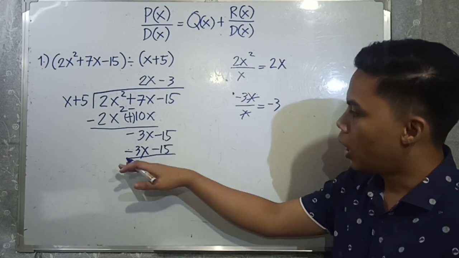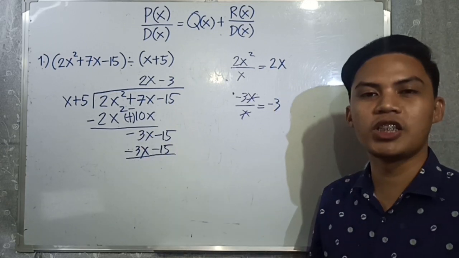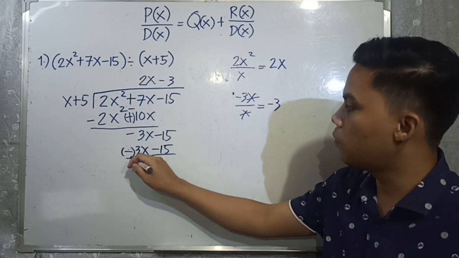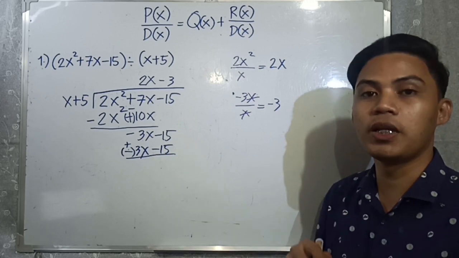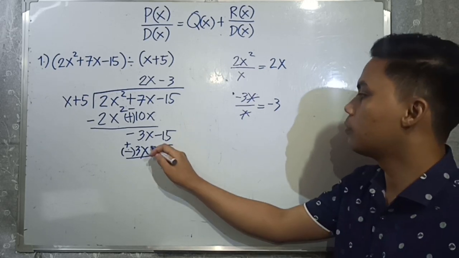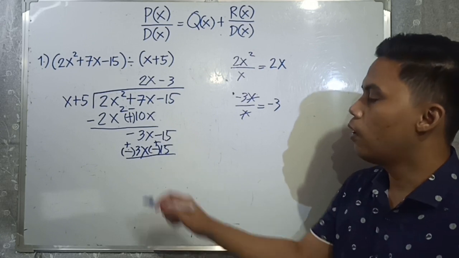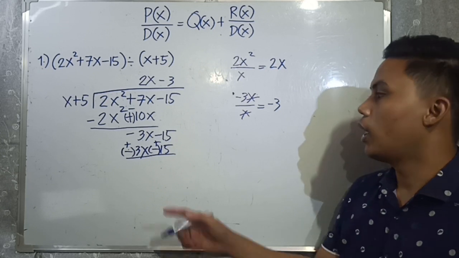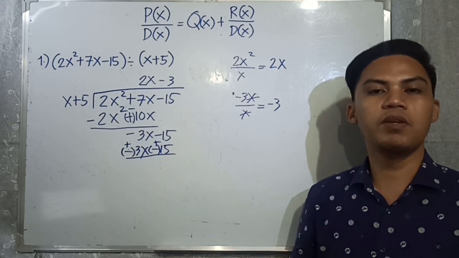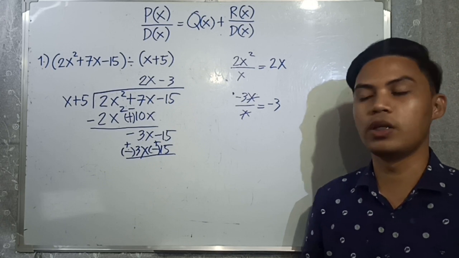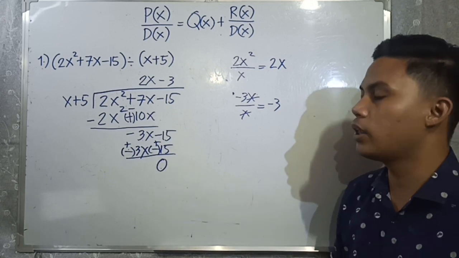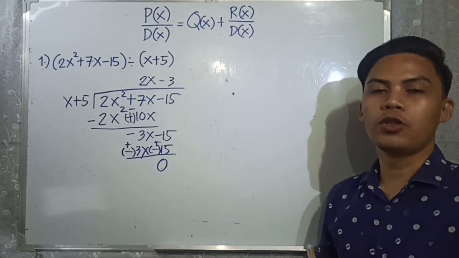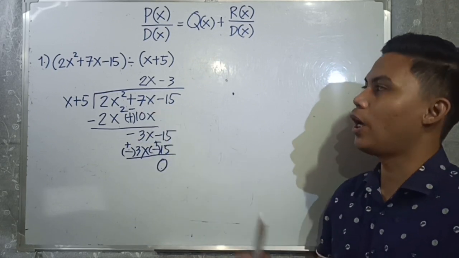Okay. So, yung subtrahend, again, huwag kalimutan na i-change ang kanilang mga signs. So, yung negative 3x magiging positive 3x na. At yung negative 15 naman ay magiging positive 15. So, negative 3x plus positive 3x, that would be equal to 0. And negative 15 plus 15, that would also be equal to 0. So, kung 0 yung final answer natin dito, ibig sabihin wala tayong remainder. So, paano ba isulat yung final answer? So, yung quotient natin would be equal to 2x minus 3.